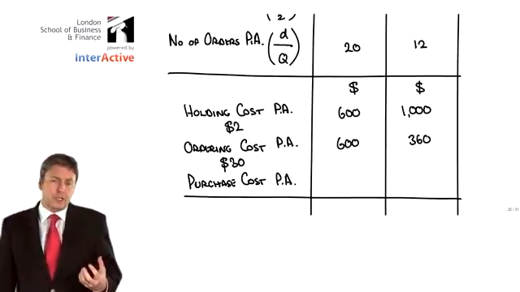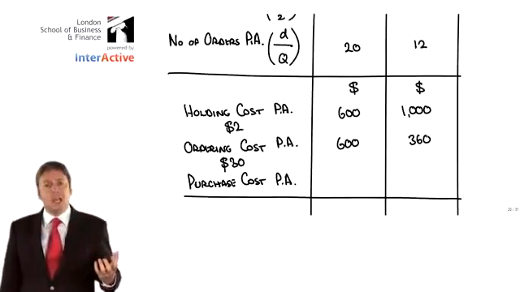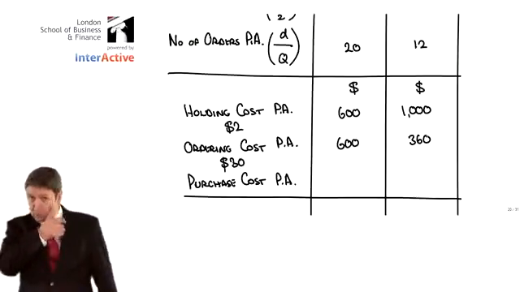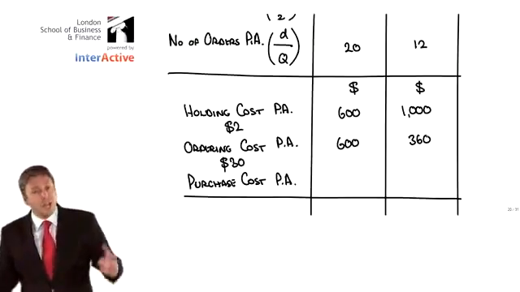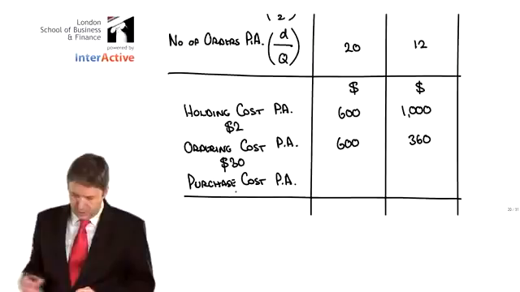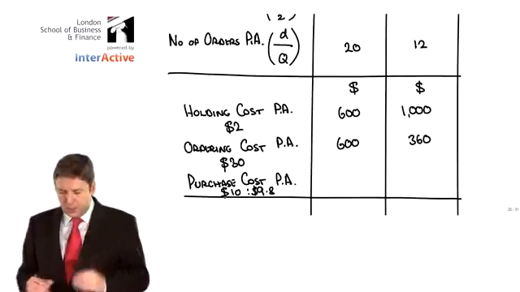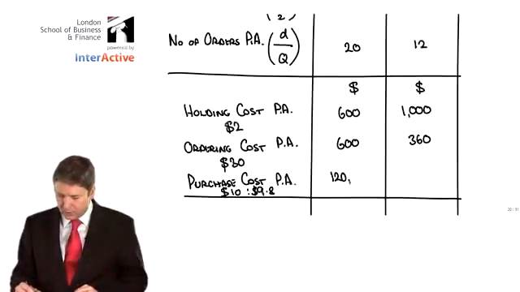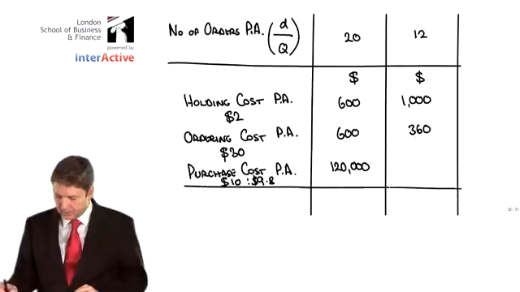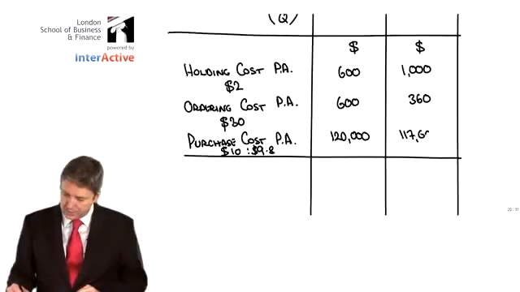So the issue is, is there any saving in terms of the holding and ordering costs going to outweigh maybe the greater costs associated with purchasing? So how many kilos did we purchase? Well, we purchased 12,000 kilos, and the purchase cost can either be $10 at the EOQ or $9.8 at the point of bulk discount. 12,000 kilos at $10 comes to 120,000. 12,000 kilos at $9.80 comes to 117,600.